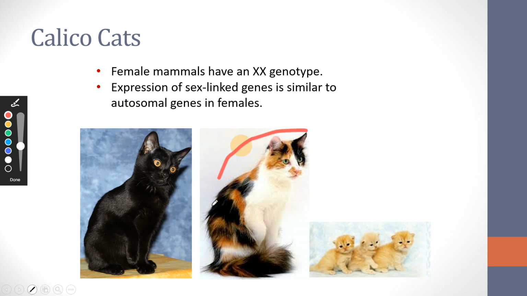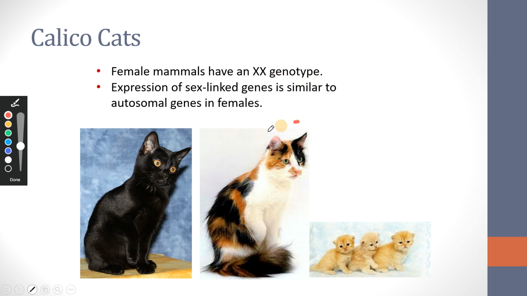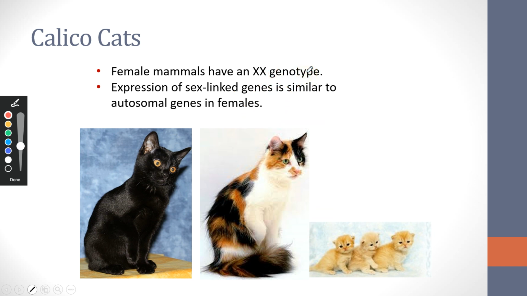Over here in the middle, this particular cat must be X uppercase B, X lowercase b. So she's heterozygous for that particular trait. And that heterozygous nature is what leads her to have this patchwork of colors, where she's got black, orange, white, all there. She's heterozygous, one dominant allele, one recessive allele. So you can say that this represents co-dominance, because that heterozygous nature is still exhibiting both traits.